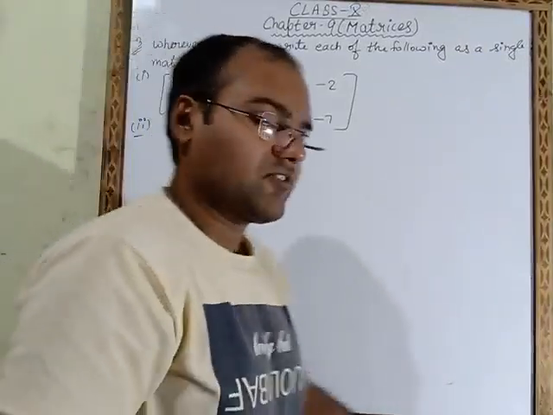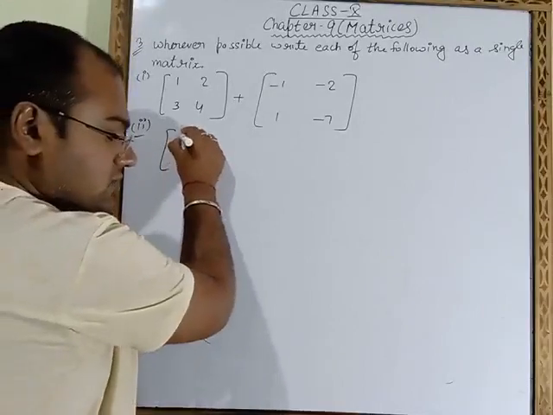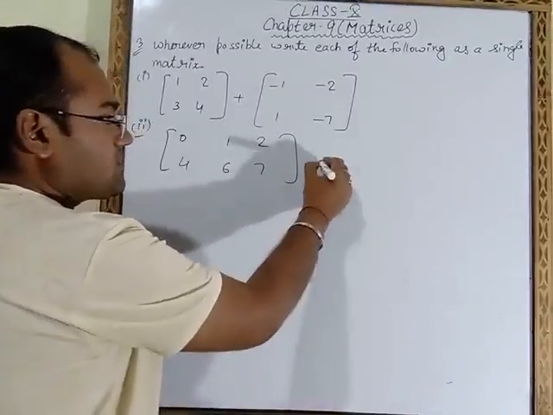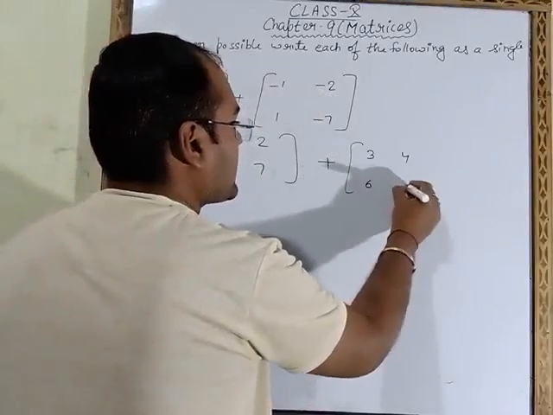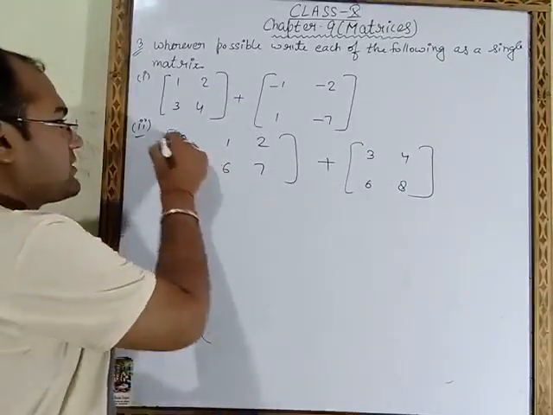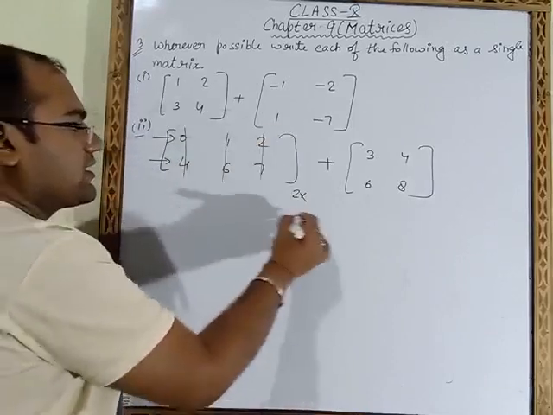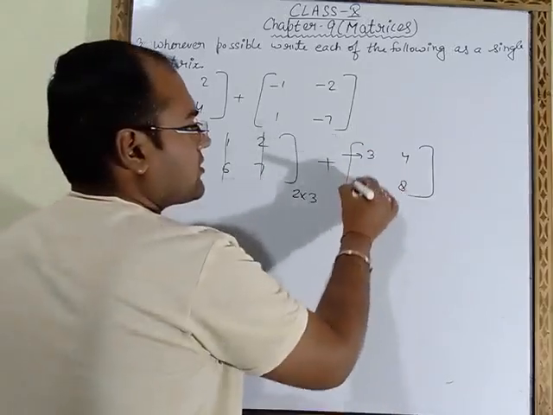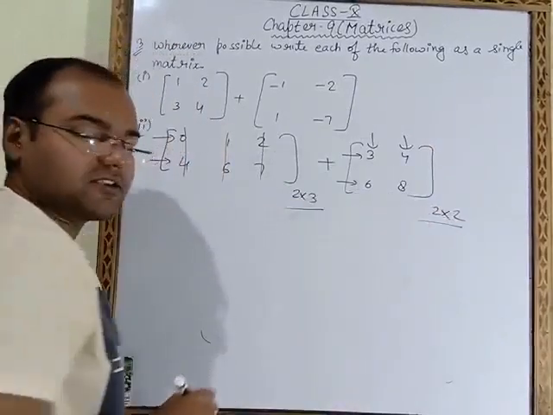Now we will take another example in which the orders are not same. See one example. The question is 0, 1, 2, 4, 6, 7. This is the first matrix and we have to add it with the second matrix 3, 4, 6, 8. First of all we have to write the order. Order of this matrix: first row and second row, 2 rows are there. First, second, third, 3 columns. So the order of this matrix is 2 by 3. Now this matrix, 2 rows are there, 2 columns. The order of both the matrices is different.